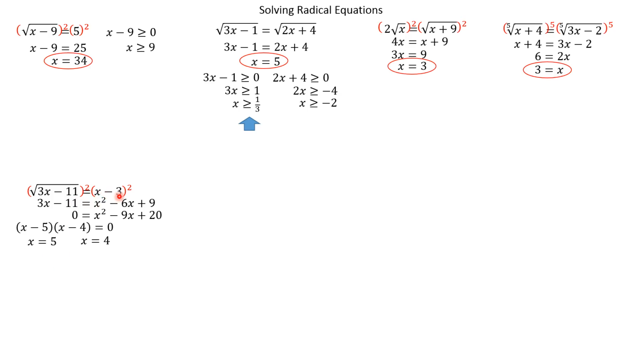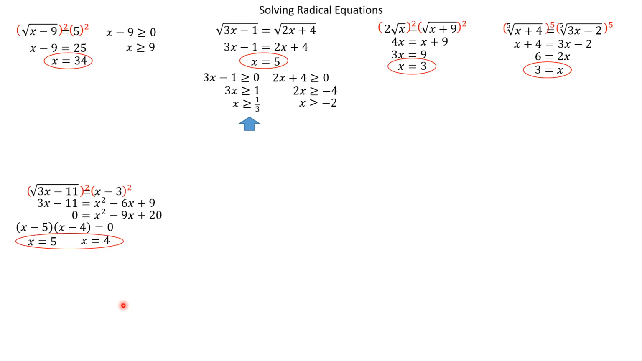5 minus 3 is 2. So 5 works. Plug in 4. 3 times 4 is 12, minus 11 is 1. Square root of 1 is 1. 4 minus 3 is 1. 1 equals 1. So 4 also works.